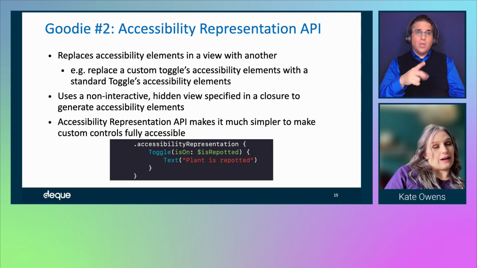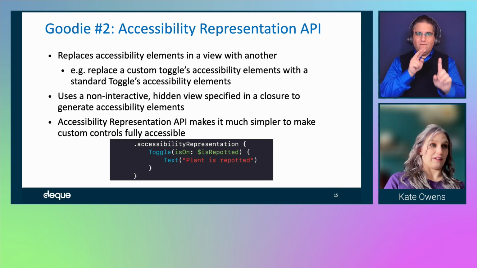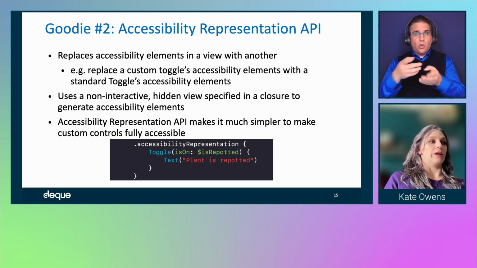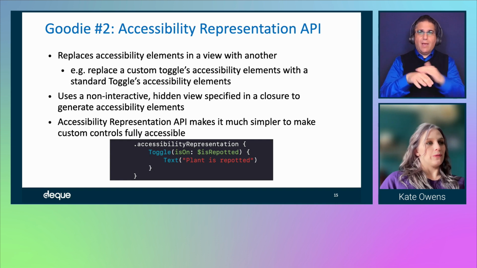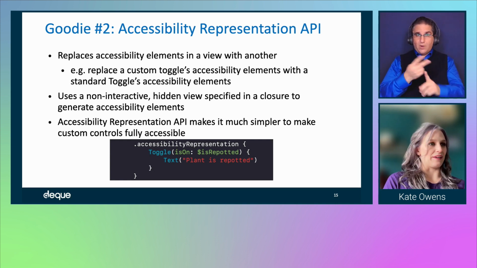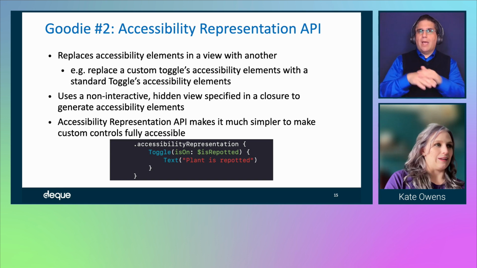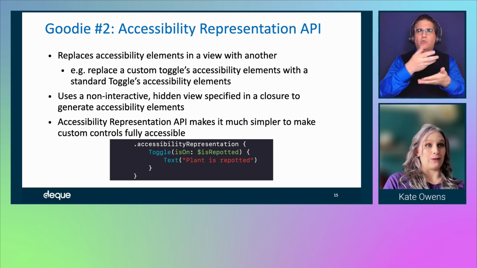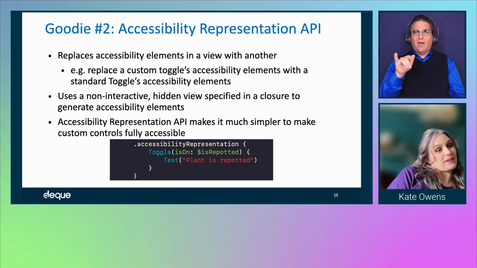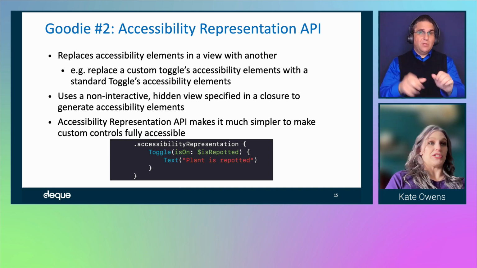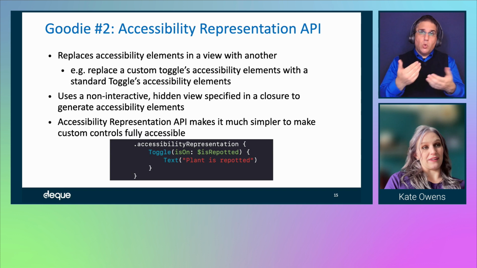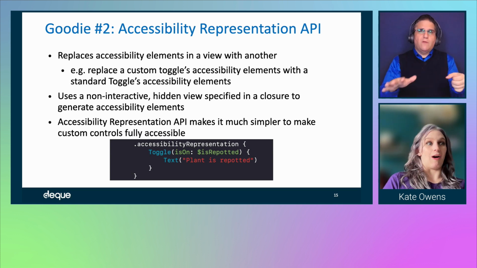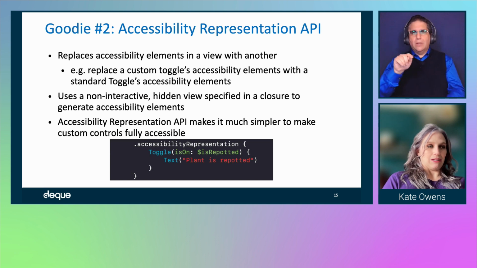It uses a non-interactive hidden view that you specify in a closure, and that is what is responsible for generating the accessibility elements. So you specify what kind of view you want in your closure, and accessibility representation will create a non-interactive hidden view of what you have specified. And accessibility representation makes it just so much simpler, a lot less time consuming to create custom controls that are fully accessible. So let's go back to our toggle example, a custom toggle.